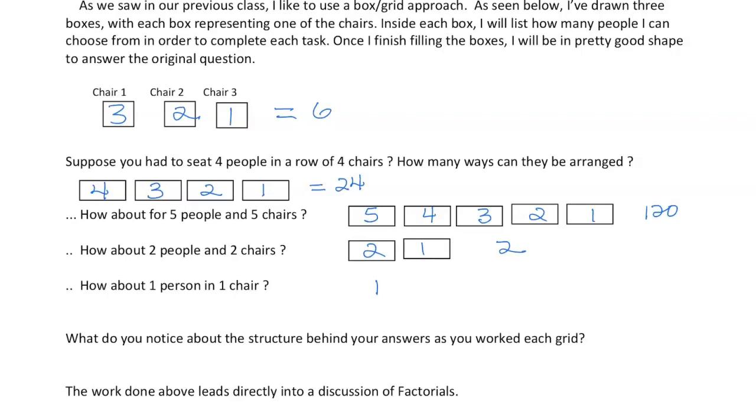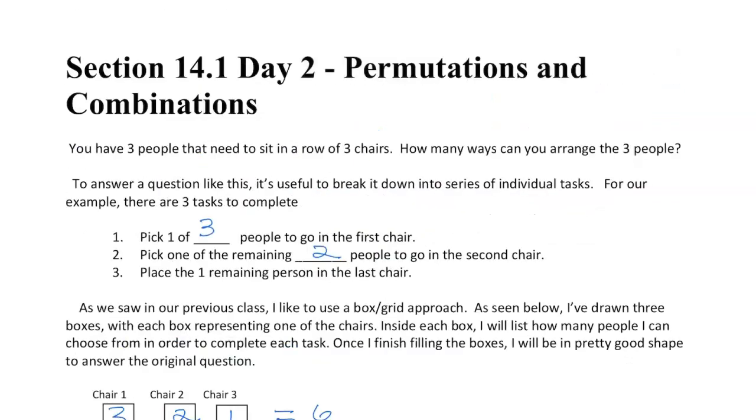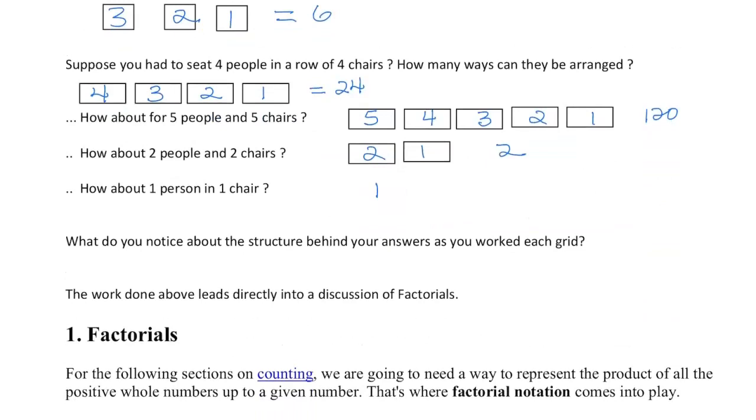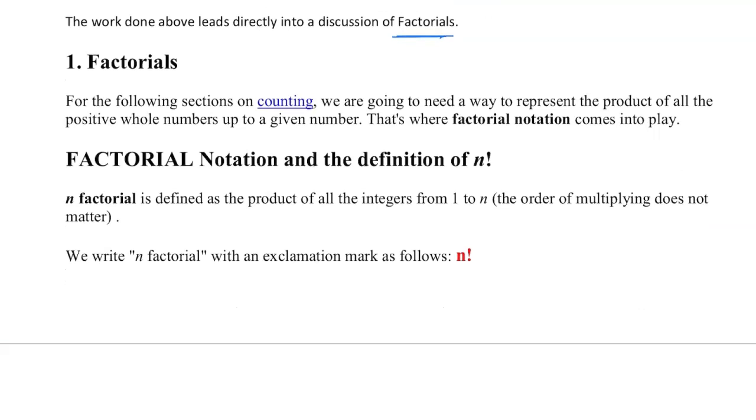Okay, so what do you notice about the structure behind your answers as you worked each grid? Do you see how the numbers went downhill? You started with the highest number, which was the number of people you were positioning, and you ended up with a 1, and you multiply them all together. Well, doing that, multiplying things like 5, 4, 3, 2, 1, leads us to a discussion of factorials. So when you do a factorial, you have that pattern. So let's talk about that for a second.